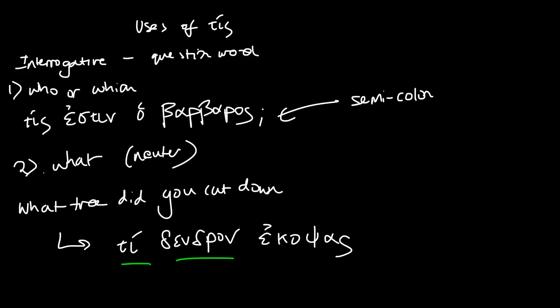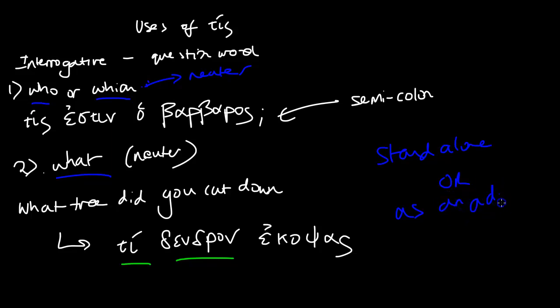So to recap, tis with an accent is an interrogative. It's a question word meaning who, which, or what. What when it's neuter. Although which as well can be used when neuter. So I'll make a note of that there. And it can be used in a standalone fashion, or it can be used as a sort of adjective. As an adjective. Okay.